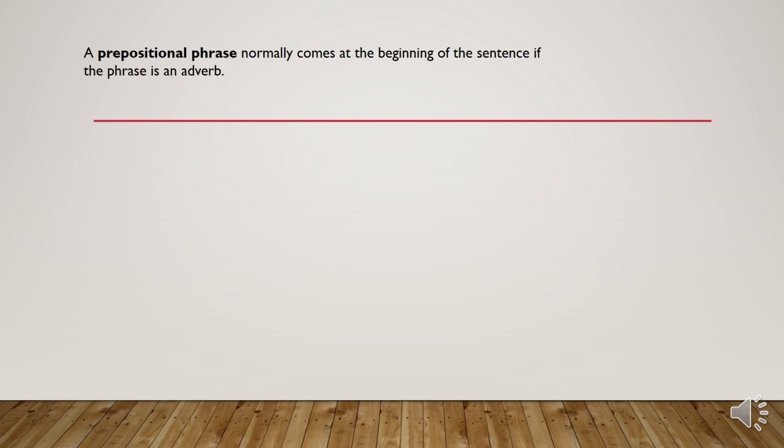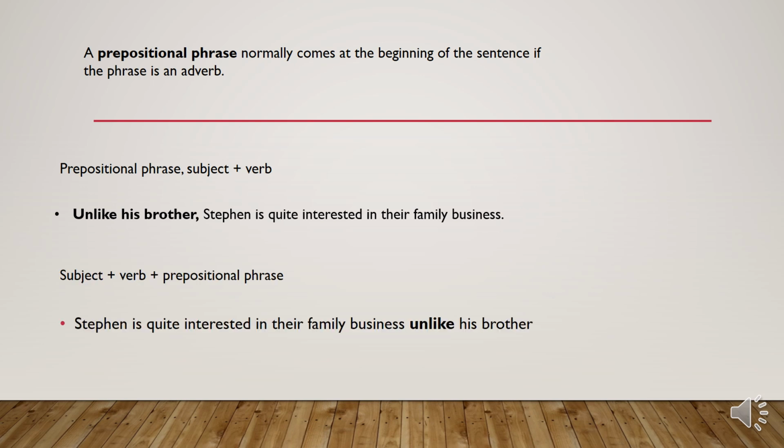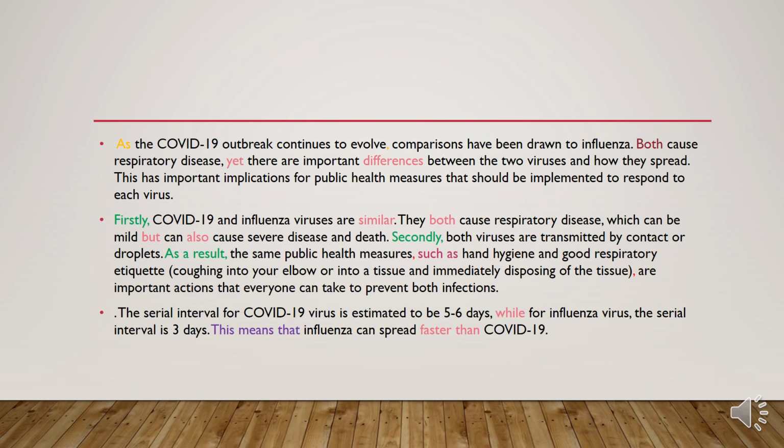A prepositional phrase normally comes at the beginning of a sentence if the phrase is an adverb. Prepositional phrase, comma, subject plus verb. Unlike his brother, Stephen is quite interested in their family business. Or you can say, Stephen is quite interested in their family business, unlike his brother. As you see here, there is a text.